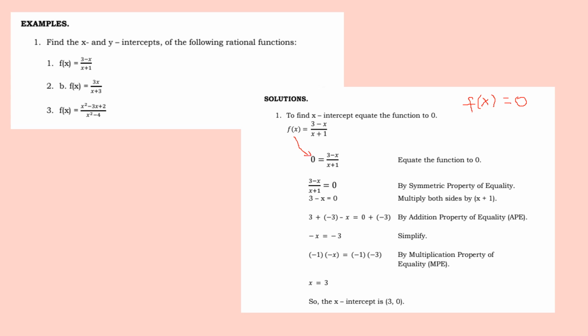And then, after that, we cross-multiply 0 times x plus 1. So, this will become 0. This is what we placed on the right. And then the rest is on the left, that is equal to what's left, which is 3 minus x. Okay, so this is 3 minus x equals 0 times x plus 1, which is equal to 0.